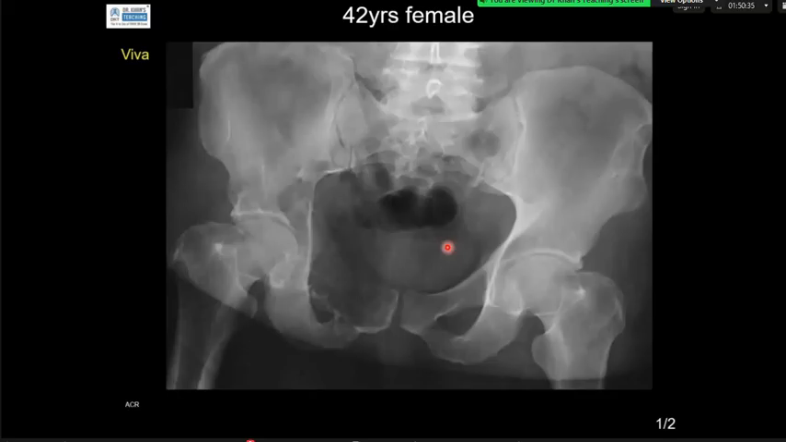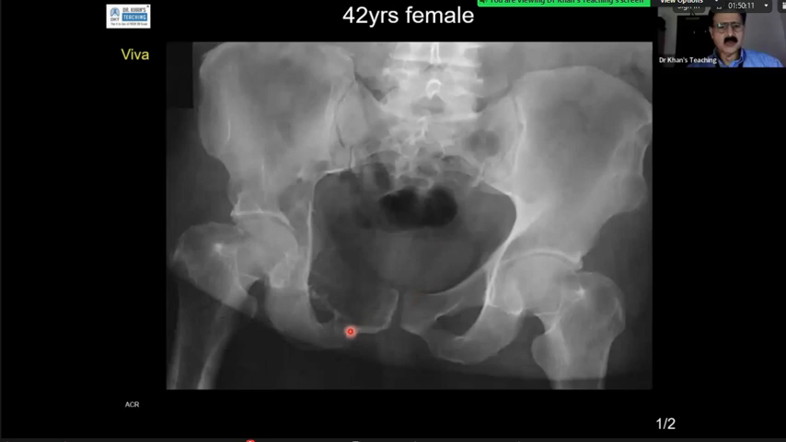So the conclusion, I have got a solitary expansile lytic bony lesion. My differential diagnosis for this could be metastasis, especially if the patient is a known case of malignancy. Another differential diagnosis could be multiple myeloma. Okay. Now, this patient is 42 years old.